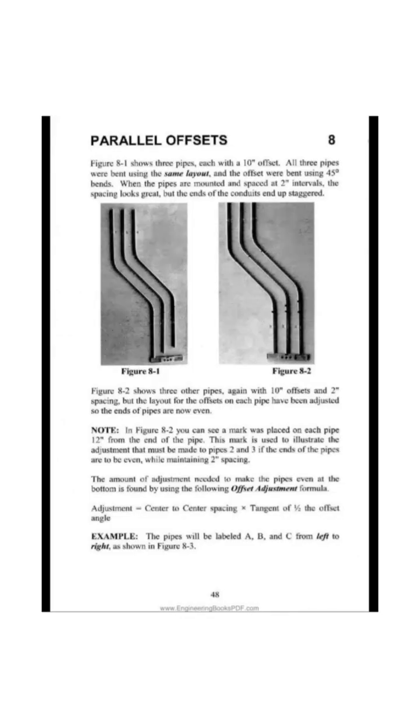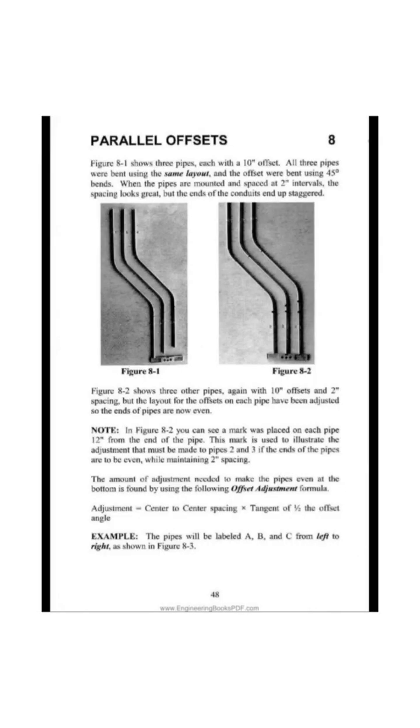When the pipes are mounted and spaced at 2 inch intervals, the spacing looks great, but the ends of the conduits end up staggered. Figure 8-2 shows 3 other pipes, again with 10 inch offsets and 2 inch spacing, but the layout for the offsets on each pipe has been adjusted so the ends of the pipes are now even. Note: in Figure 8-2 you can see a mark was placed on each pipe 12 inches from the end of the pipe.